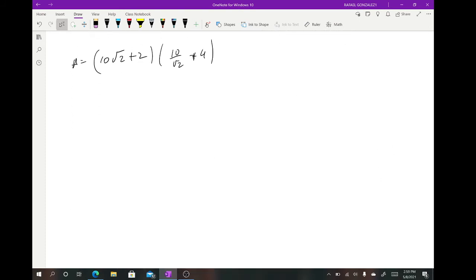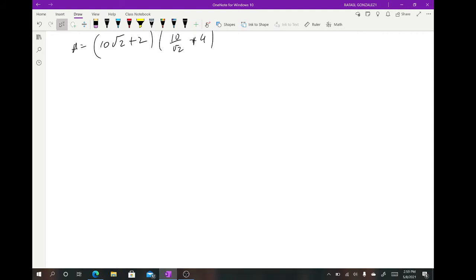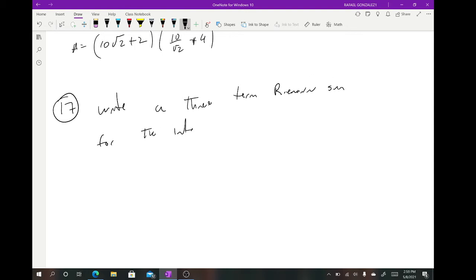All right, so problem number 17. For problem number 17, we are asked to write but do not evaluate a 3-term Riemann sum for the integral from 0 to 1 of 1 plus x squared dx.